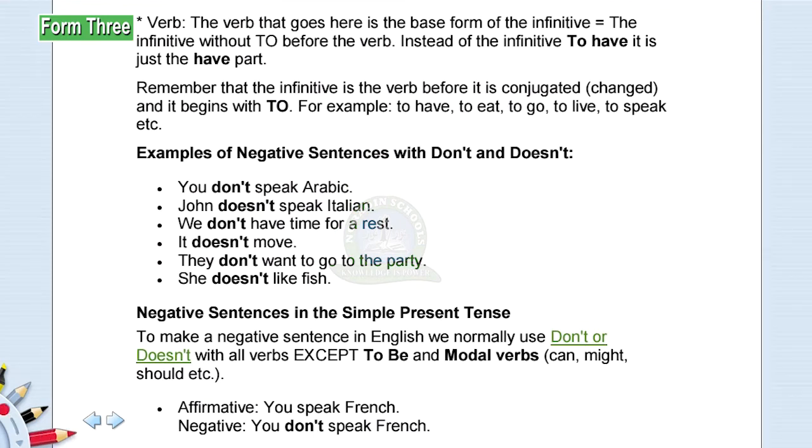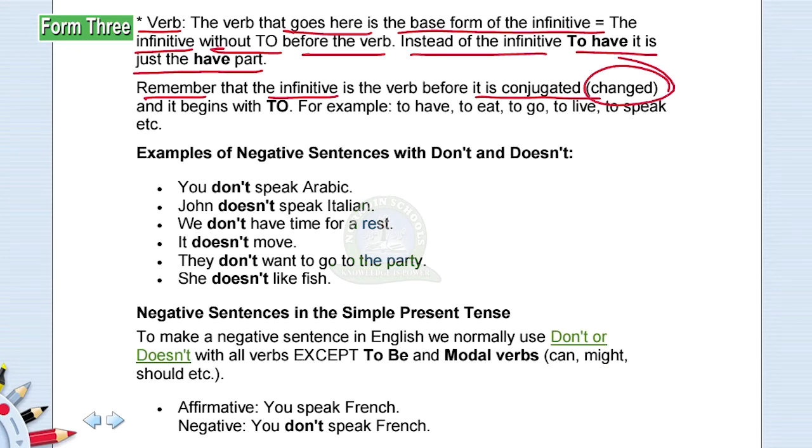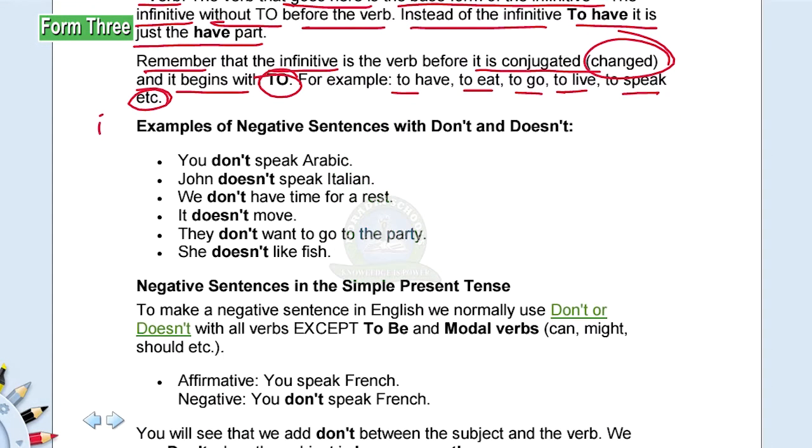Let's take a look at this one. The verb that goes here is the base form of the infinitive, the infinitive without to before the verb. Instead of the infinitive to have, it is just have. Remember that the infinitive is the verb before it's conjugated or changed, and it begins with to. For example, to hate, to eat, to go, to leave, to speak, and so on. You understand this part? I hope you understood this part very well.